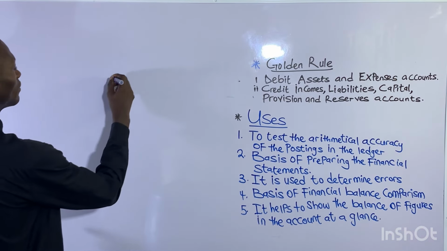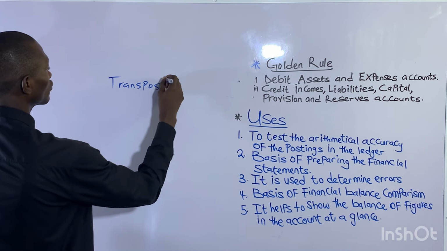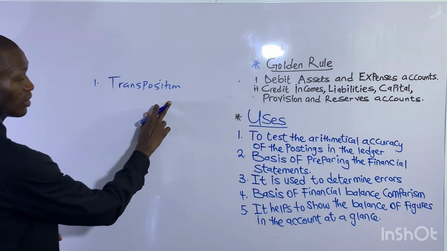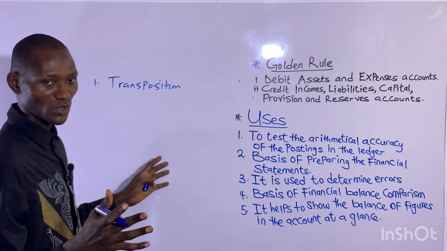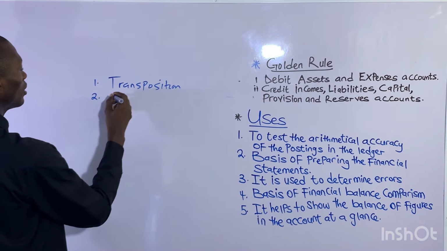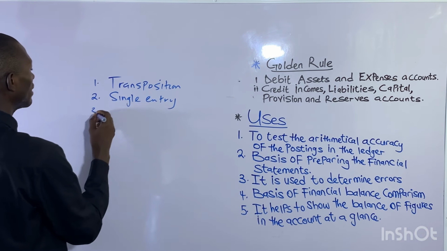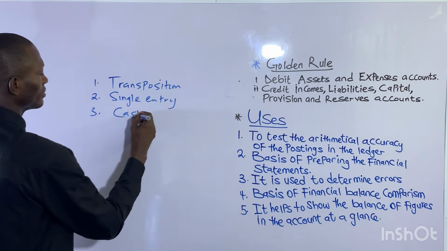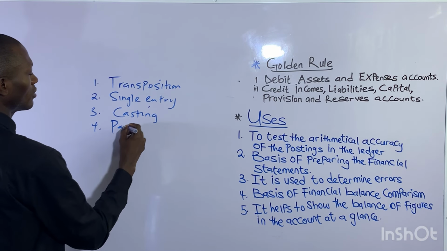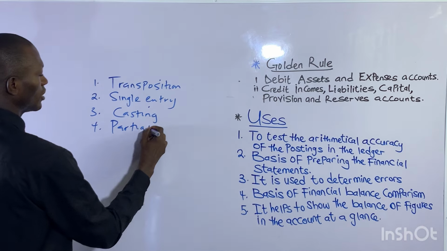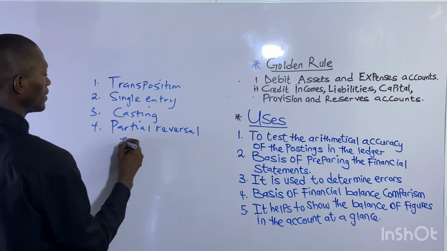So let's list them. We have error of transposition. When this error occurs, the agreement of the trial balance will be affected. It will not be the same. Then we have error of single entry. We have error of casting. We have error of partial reversal of entry.